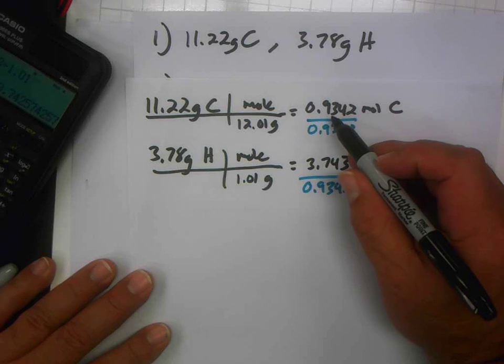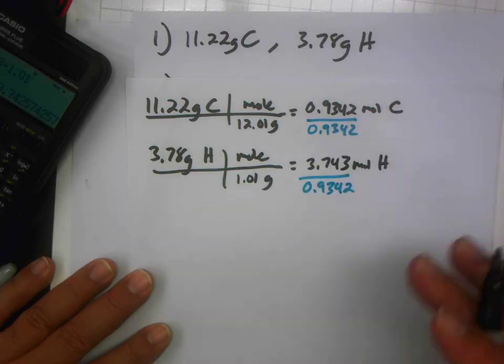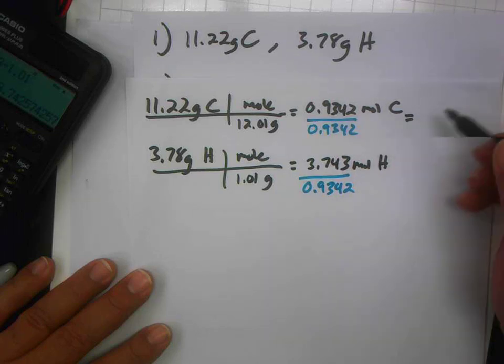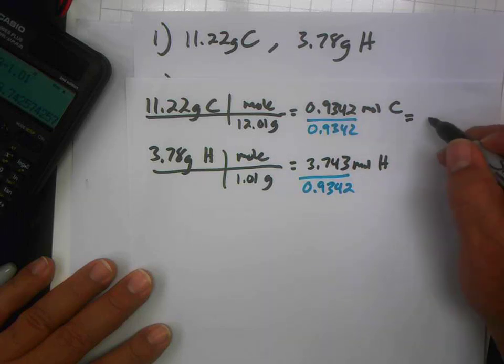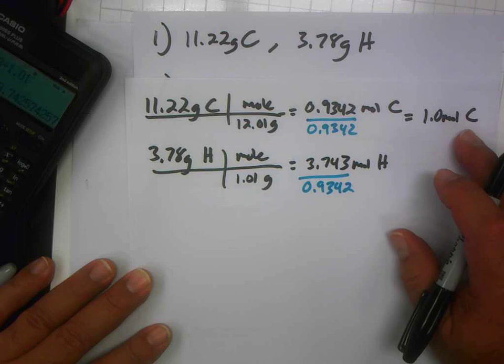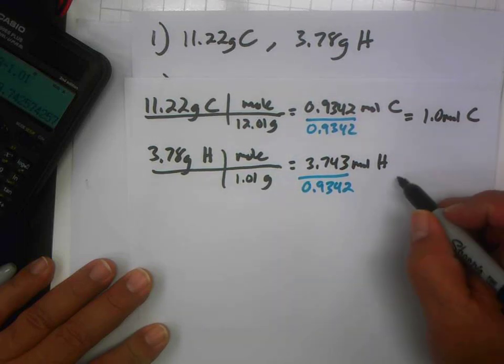When you take the 0.9342 divided by 0.9342, or whichever one you felt was the least, that's just going to give you 1.0, right? A number divided by itself gives you 1.0 moles of that element. So what this is saying is for every 1 mole of carbon, we're going to determine how many moles of hydrogen.